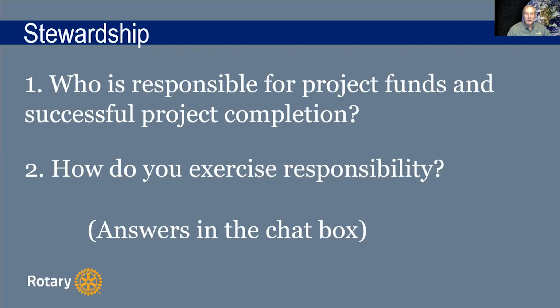And yeah, okay, if a hurricane comes through, then is the Rotary Foundation going to give you a break? Well, maybe, maybe, but they still want you to be responsible. So how do you exercise responsibility?